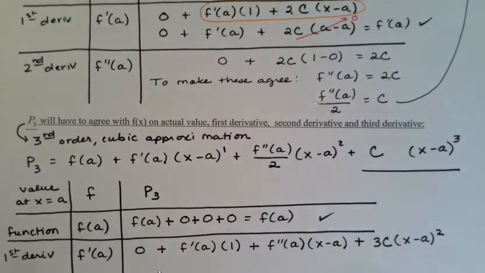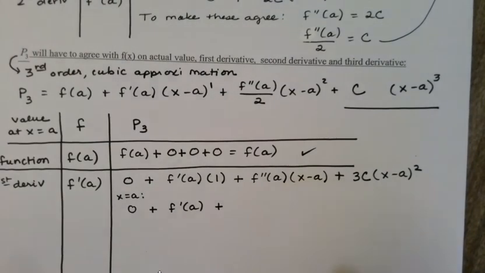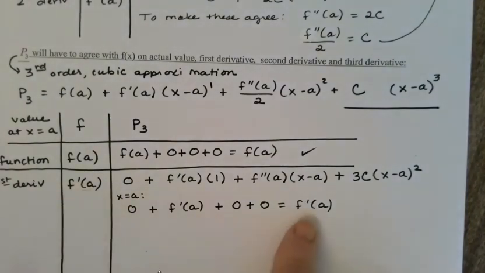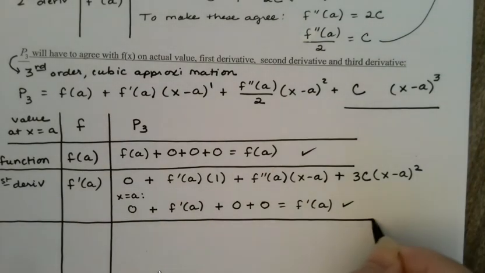But just note again that if you were to plug in x equals a, you'd have 0 plus f prime of a times 1 is f prime of a. Plugging in x equals a here is going to make that term all become 0. And plugging in x equals a there gives 0 there as well. So this does simplify to f prime of a, and we have that agreement again. All right, hang in there. Second derivative.